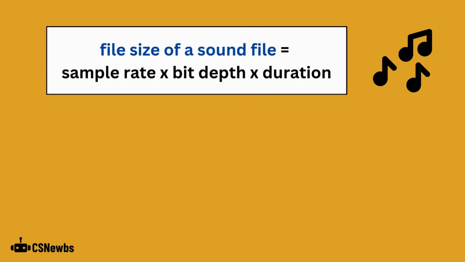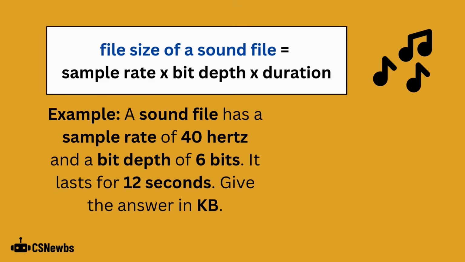To calculate the file size of a sound file, it is the sample rate multiplied by the bit depth multiplied by the duration. Let's look at an example. A sound file has a sample rate of 40 Hz and a bit depth of 6 bits. It lasts for 12 seconds. Give the answer in kilobytes.